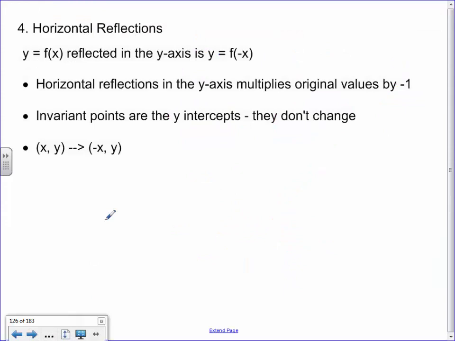Horizontal then is when you flip it side to side. Here's where you put an x, but you make the number negative inside the function. Things inside the function affect things side to side. Things outside the function affect them up and down.